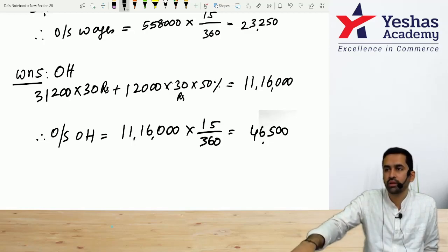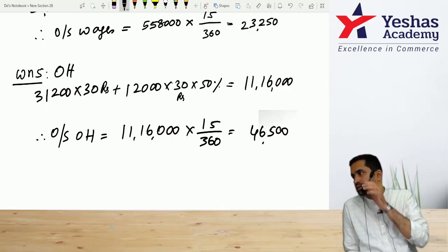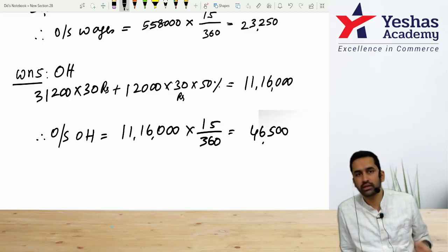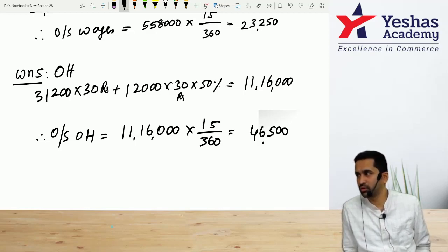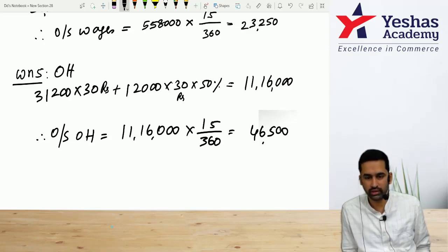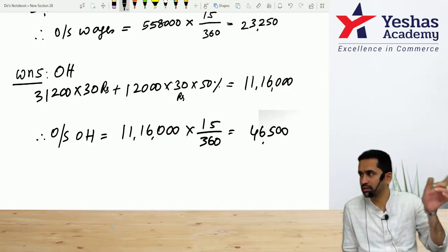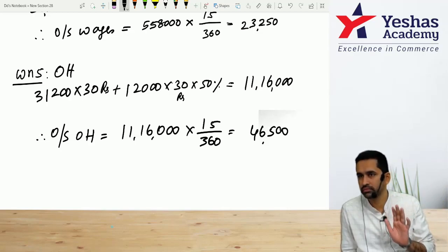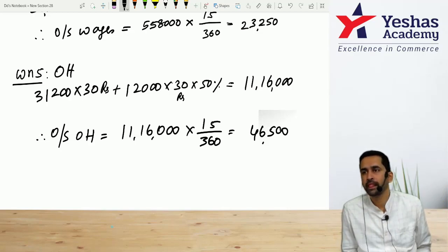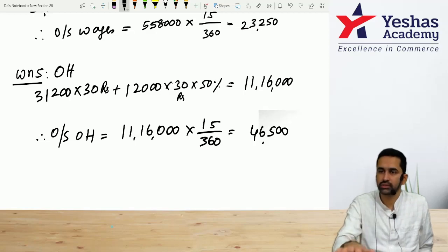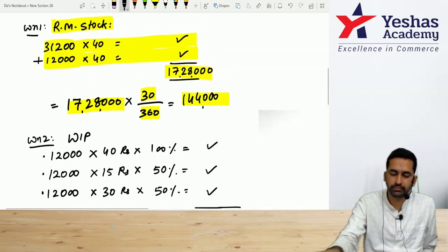If I go by alternate assumption, I'll simply write that since there is no specific reference, comma, it is assumed that overheads are paid on time. That means there is no outstanding overhead. So this will become 0. Your answer will differ by this amount. Take 46,500 in the main table.